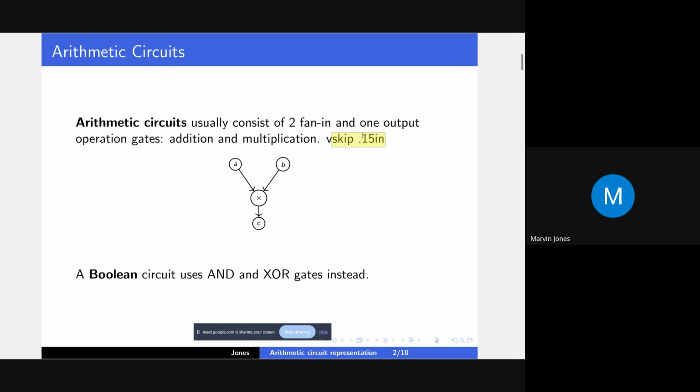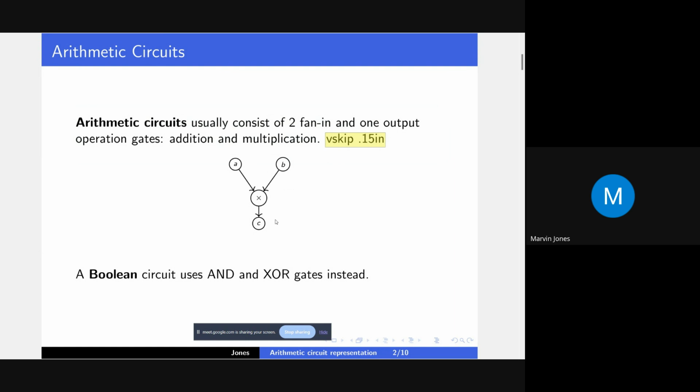Lovely tech error. If I make a tech error, I prefer to point it out so everybody can snicker. But one output, and it's addition and multiplication over a field. So this would just demonstrate a multiplication gate. We have two inputs going in and giving us this C. So A times B equals C.